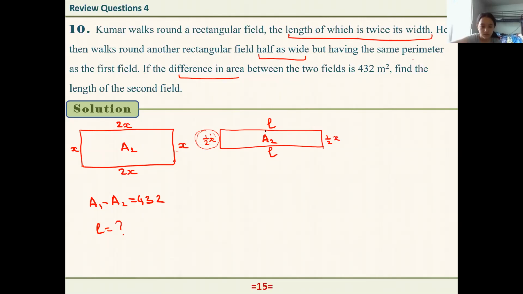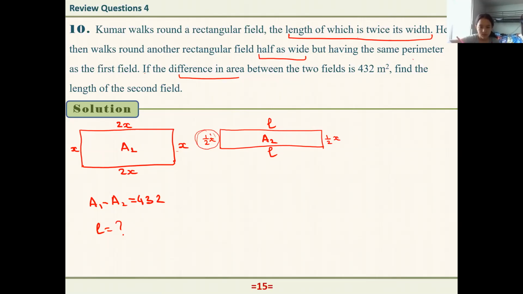And how about the length? No information is given about its length, right? That's why let's say this is L. And what else do we know about the problem here? It says that the difference in area between the two fields is 432. That means that if the area of the first rectangular field is capital A sub 1, and the second one is capital A sub 2, then A sub 1 minus A sub 2 equals 432. That is all the information given here. So we need to find the length of the second rectangular field.